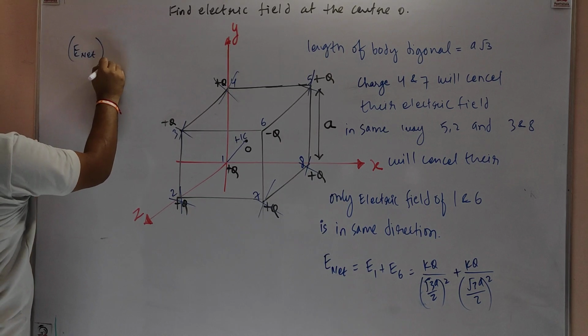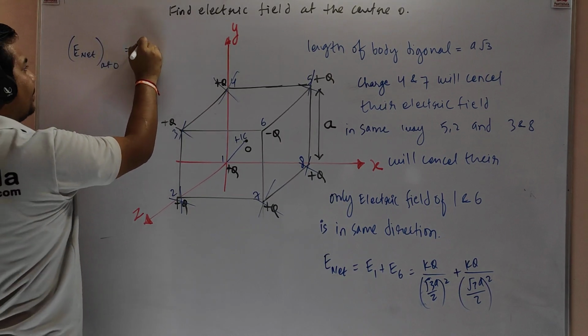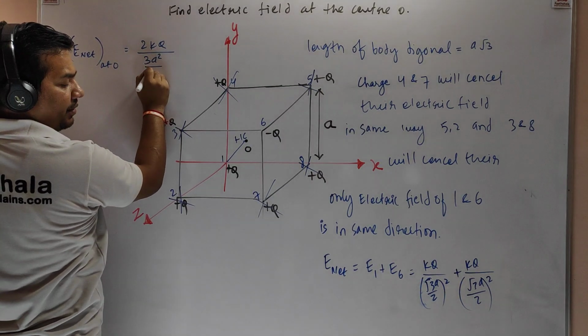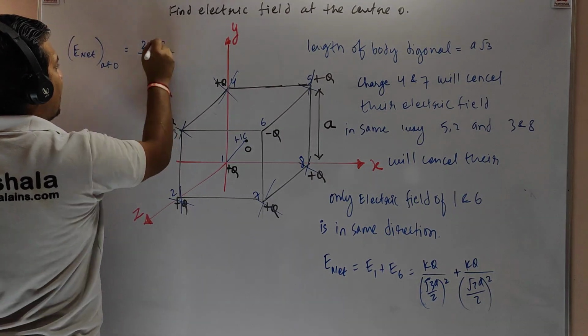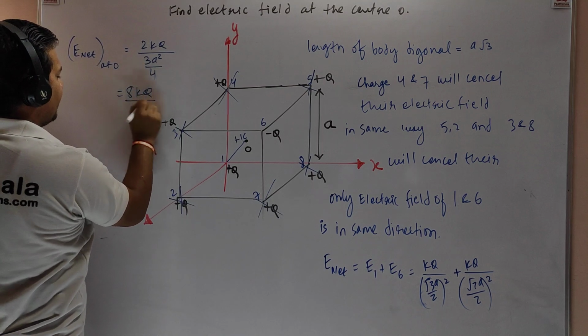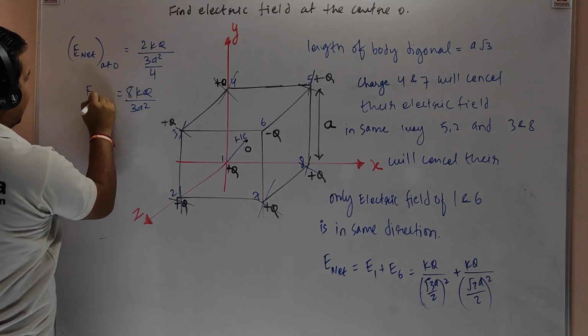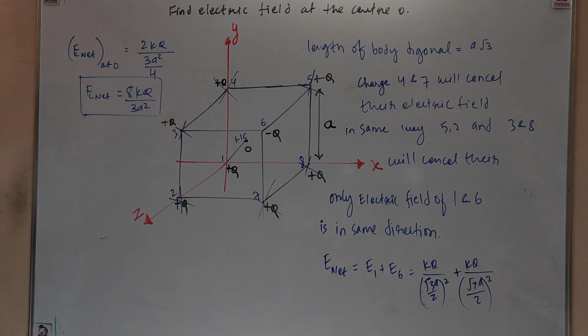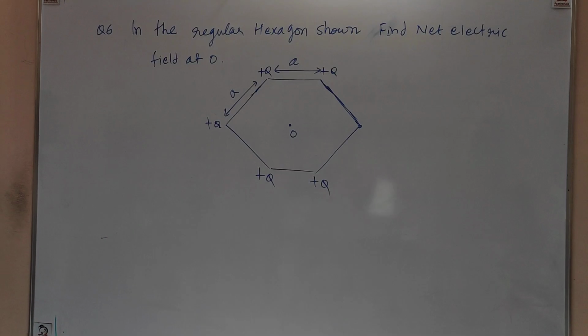Net electric field at O is equal to 2kQ by 3a square times 4. It will go up. So 8kQ by 3a square. This is the net electric field at O. Okay, copy. Please ask if you have any doubt.